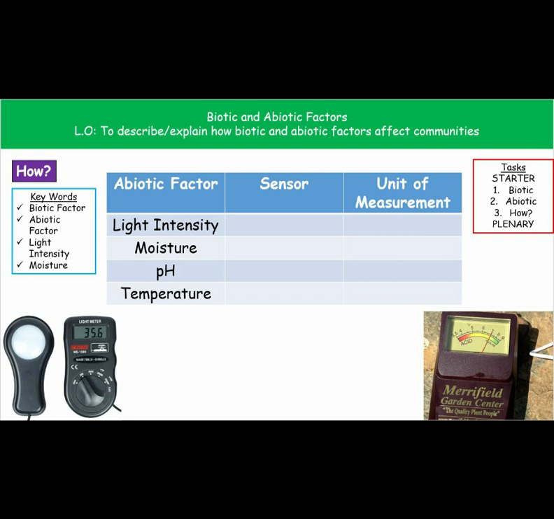So let's make sure we've got these filled in correctly. The sensor for light intensity is a light meter, and the unit of measurements is lux, L-U-X. For moisture, then our sensor is a humidity sensor, and that's usually measured in percent. pH is going to be a pH probe, and it doesn't have units. We just write pH as the number. And then our temperature would be a thermometer, and that would be measured in degrees Celsius. So make sure they're all filled in your table.